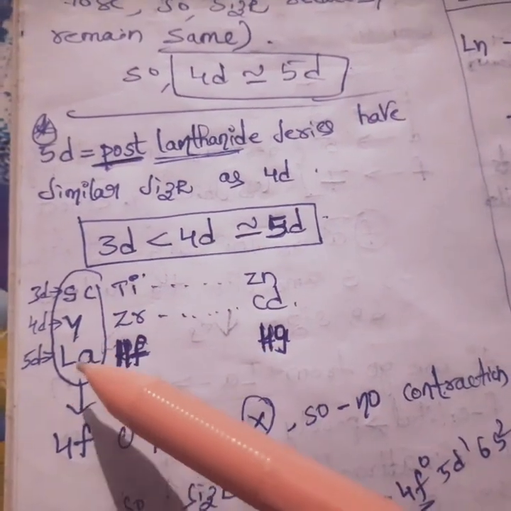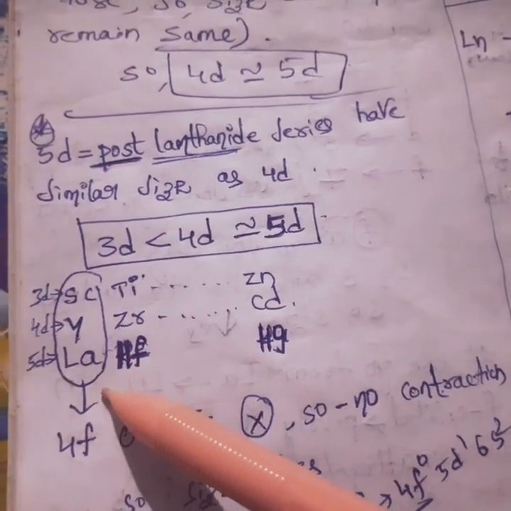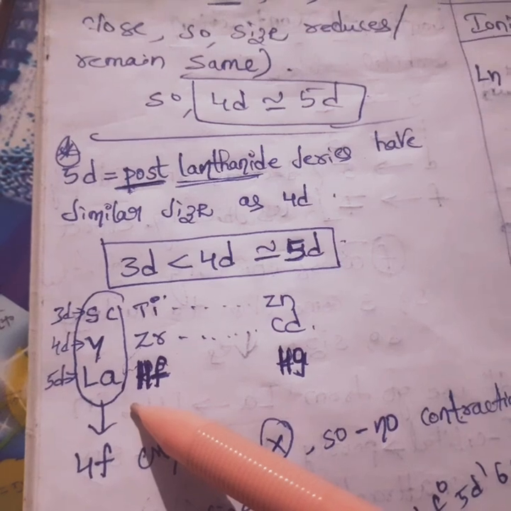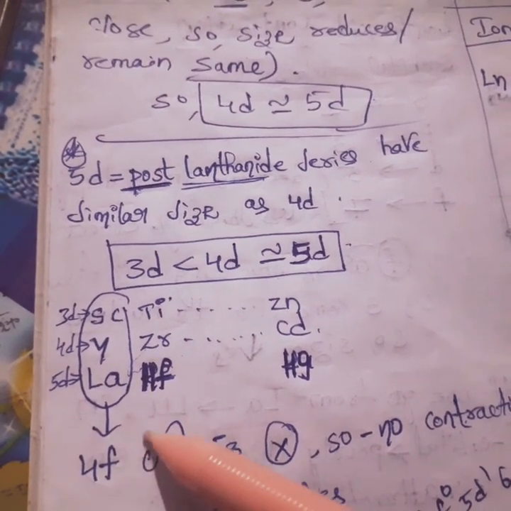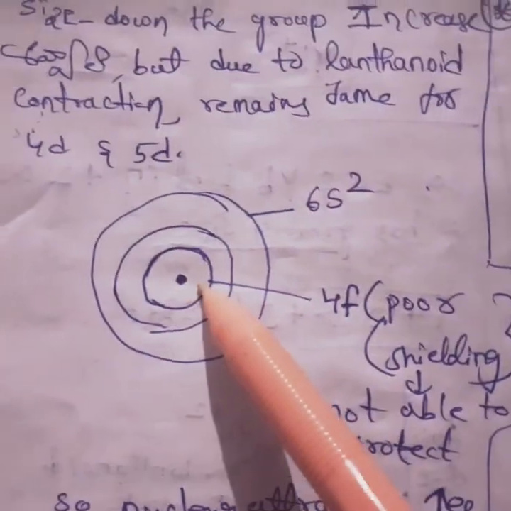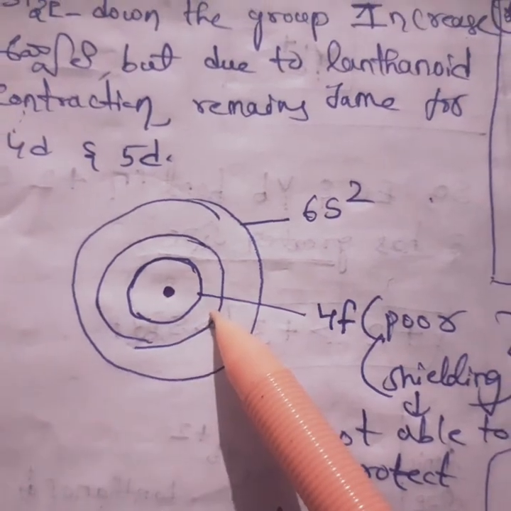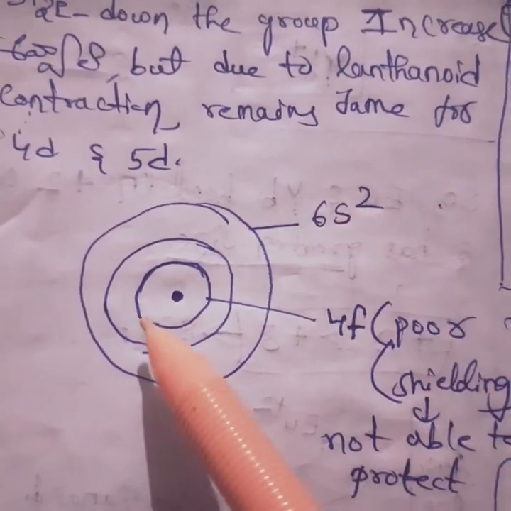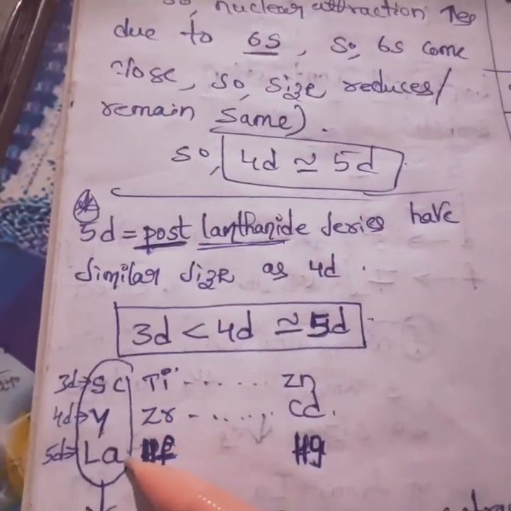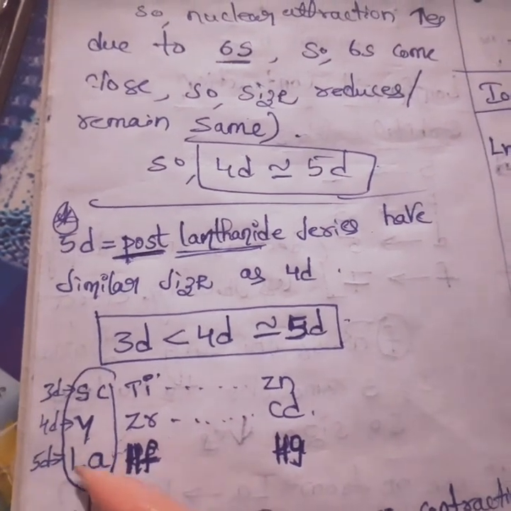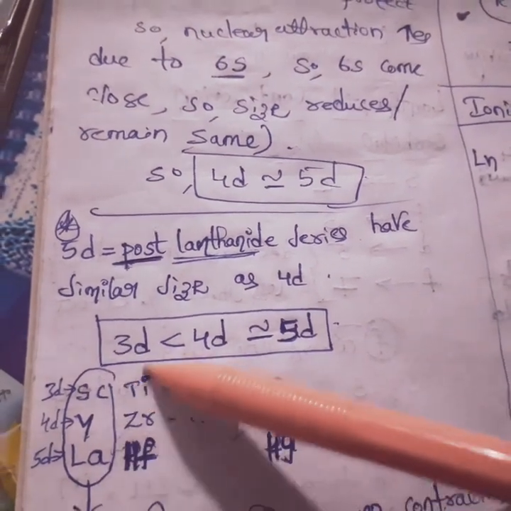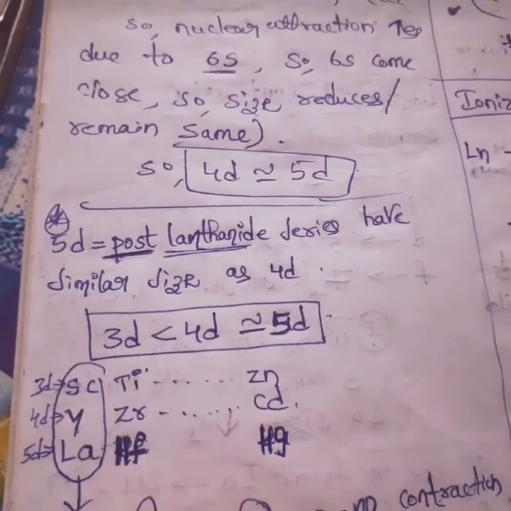See, in lanthanum, 4f electrons are absent. Already we discussed that 4f orbitals have poor shielding effect. If the shielding is poor, then only it is possible for the s electrons to reach the nucleus, so that the size decreases. Whereas in lanthanum, 4f electrons are absent. As 4f electrons are absent, size as usual increases. From scandium to ytterbium and from ytterbium to lanthanum, the size increases.